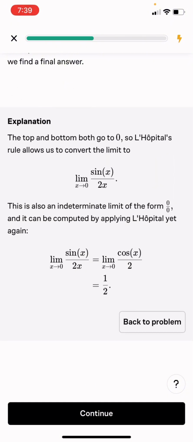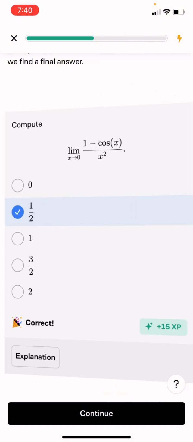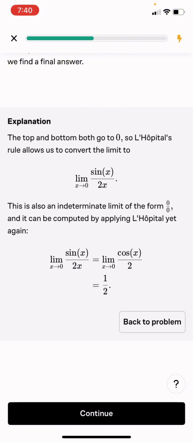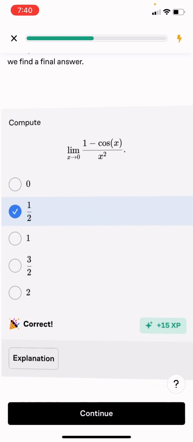You see why? The top and bottom both go to 0, so L'Hopital's rule allows us to convert the limit to the limit as x goes to 0 of sine x over 2x. This is also an intermediate limit of the form 0 over 0. We can compute it by applying L'Hopital's yet again. The limit as x goes to 0 of sine x over 2x equals the limit as x goes to 0 of cosine x over 2, which should just be that. So we could convert the limit to a derivative form.